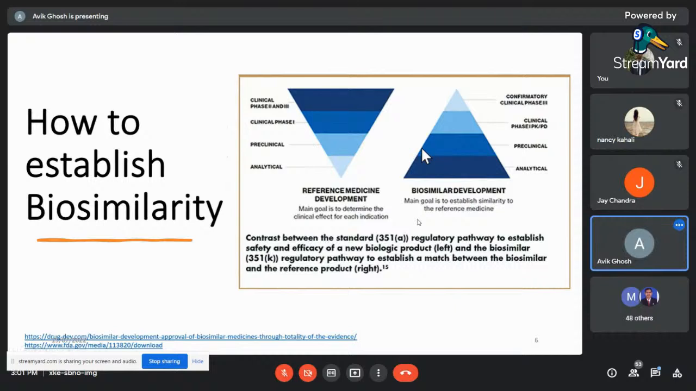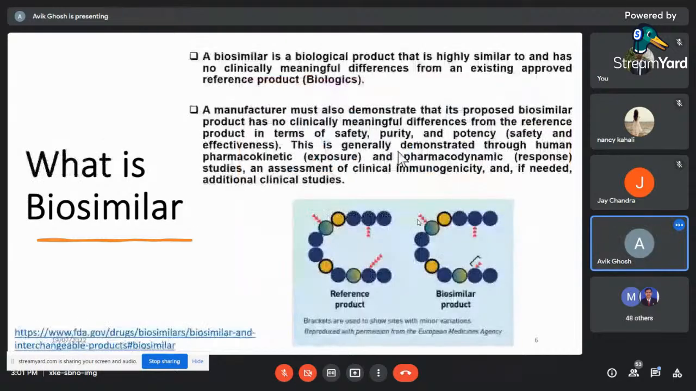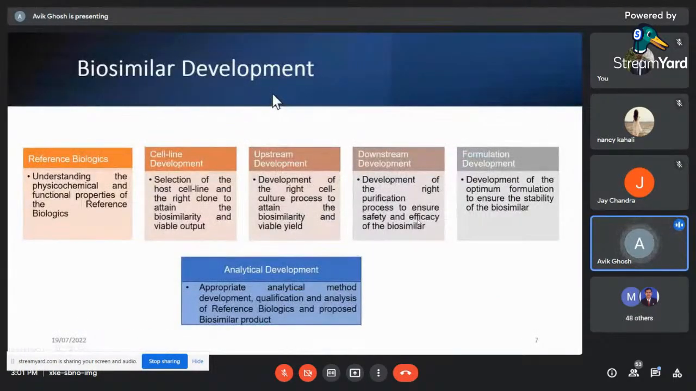So now what I'll do is slowly go over the different scientific functions that are involved in biosimilar development, as well as how the flow goes. Basically it starts from the reference biologics, that is, the innovator biologics product that is already in the market, which you want to make a similar product to. So understanding that product is very important here, right? Because you want to make the same product, so you need to understand that product very well.